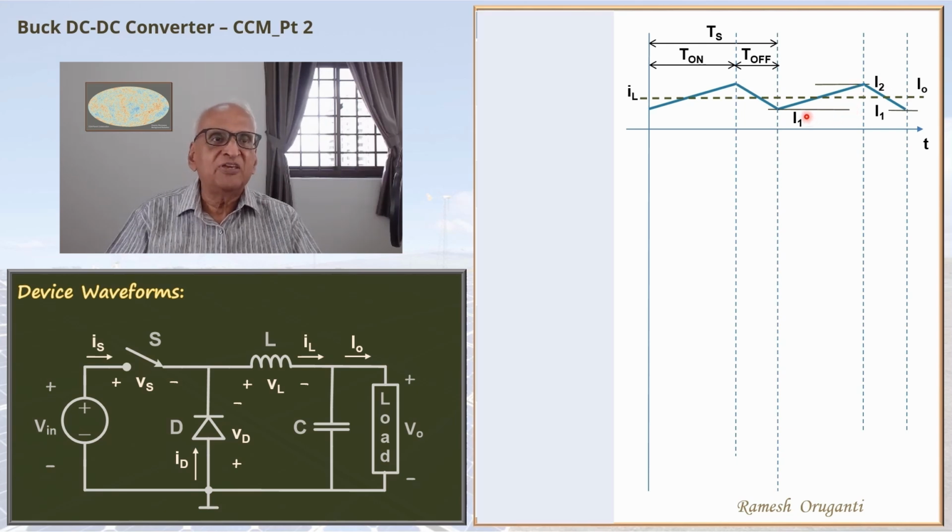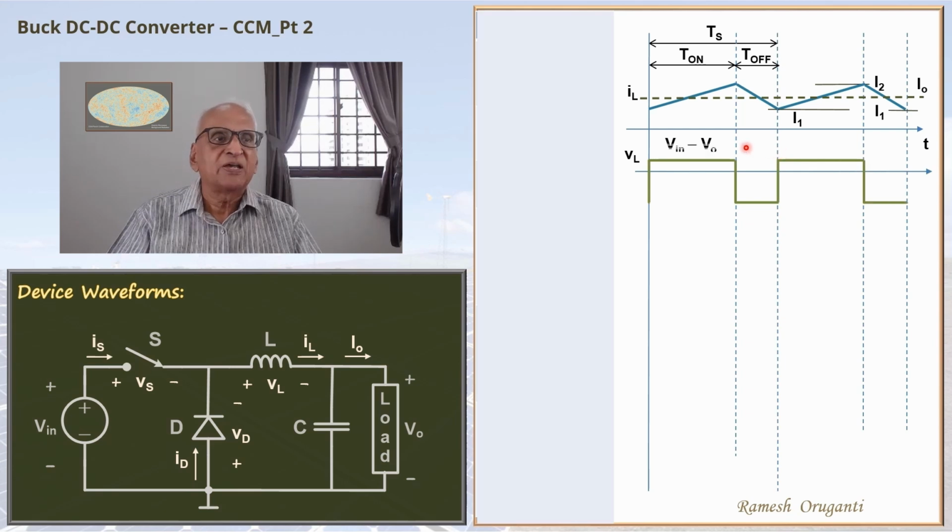We also saw the VL waveform. VL waveform swings from Vin minus V0 to minus V0. The value of VL is Vin minus V0 during T-on interval and minus V0 during T-off interval. The inductor current flows through the switch during the T-on interval and flows through the diode during the T-off interval.